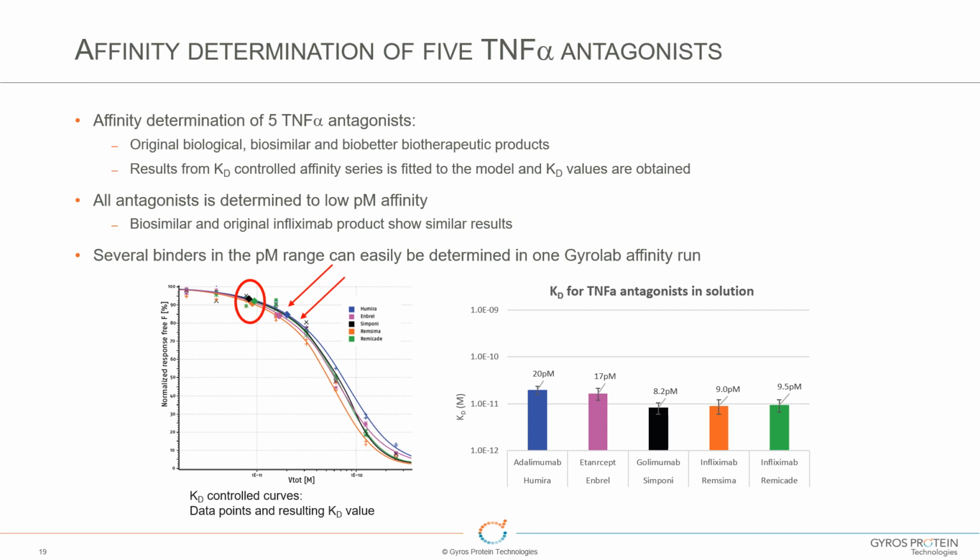All the different antagonists are given very similar affinity. They're all binding in the picomolar range, and all this can be determined in one Gyrolab affinity run. So it's very good for ranking or comparing different molecules that bind to the same target.